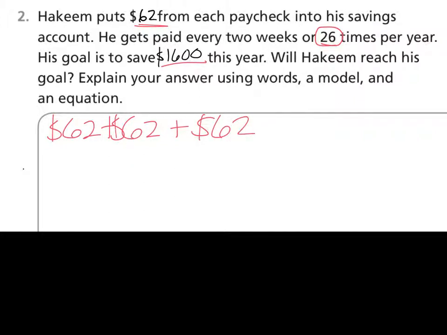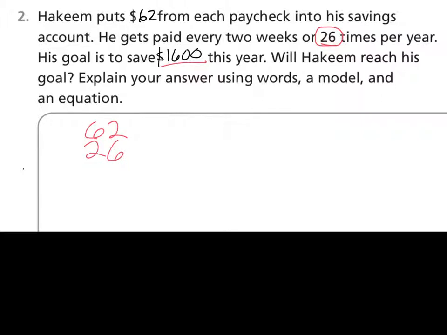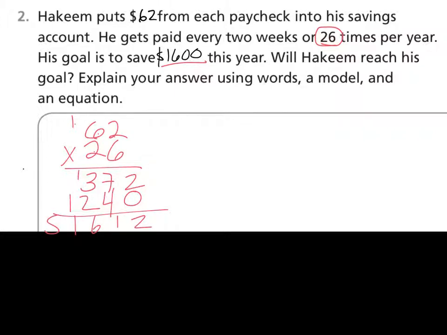You would want to rewrite that, probably standing up, and that is not the most efficient way to do this, but it could be done that way. Or you could just simply multiply 62 times 26 and see if indeed he could save enough money. So you do your 6 times 2, which is 12. 6 times 6, which is 36, plus 1 is 37. Placeholder, 2 times 2, which is 4. 2 times 6, which is 12. And add those and get 1,612. So the short answer is yes, he can.